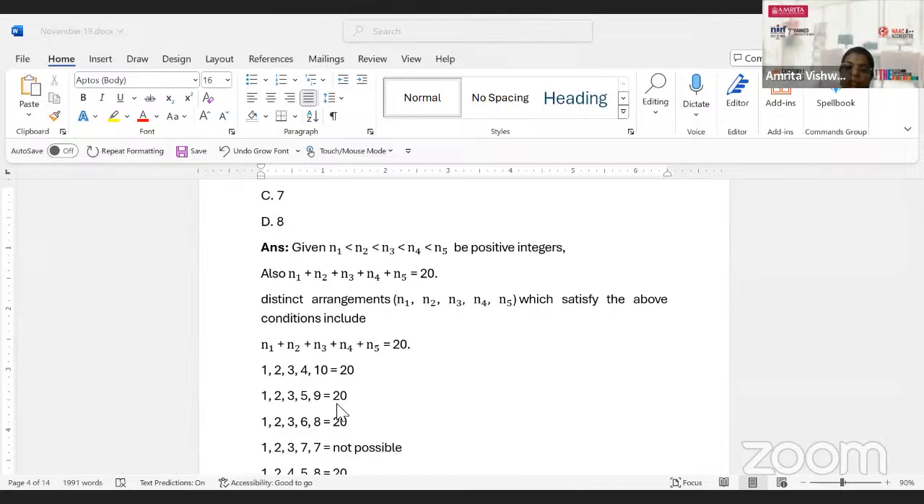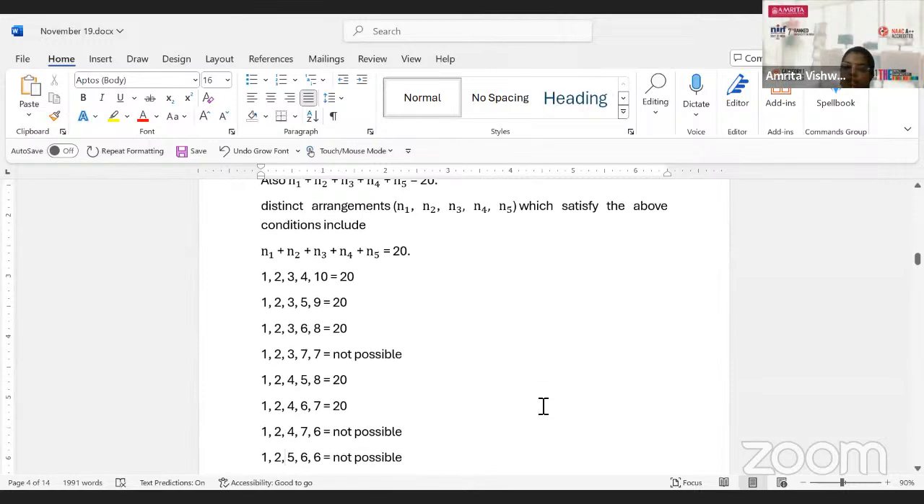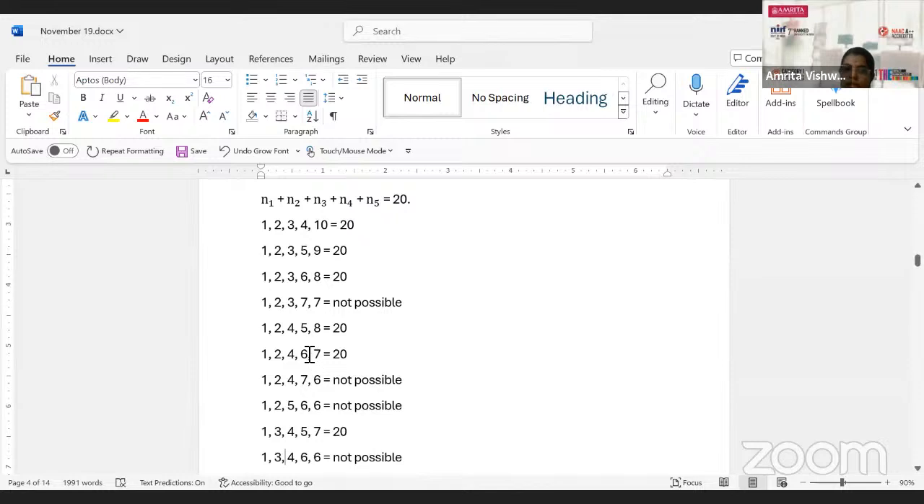Same way, you can start with 1, 2, 4. So when it comes to 1, 2, 4, then 5 and 8 is a combination that's possible. 1, 2, 4, 6 and 7 is a combination that's possible. If you're incrementing the 6 to 7, then there are no combinations. Now you move to the 1, 2, 5 combination. So nothing is possible because 1, 2, 5 is already 8. So now you'll not be able to take the numbers as 6 and 7 because there is a sum that you have to consider.